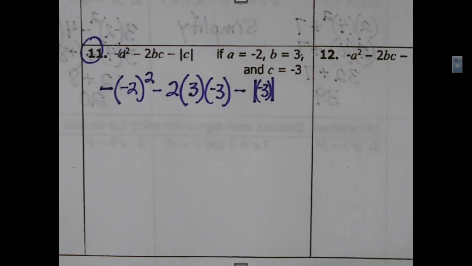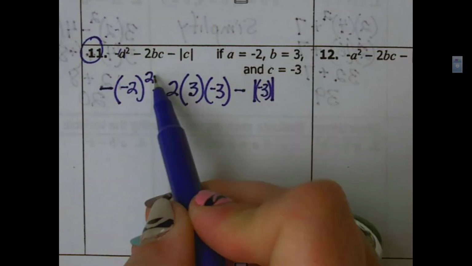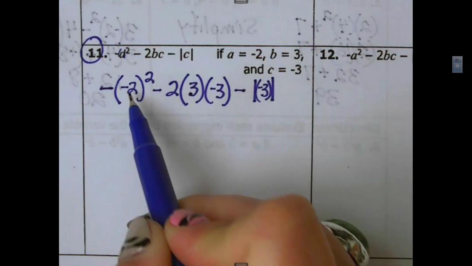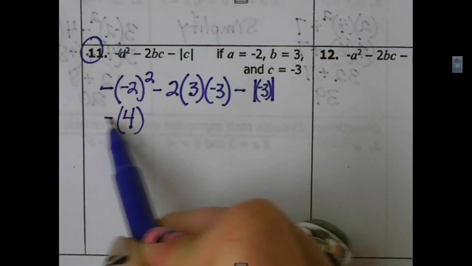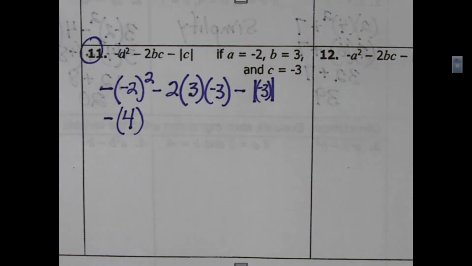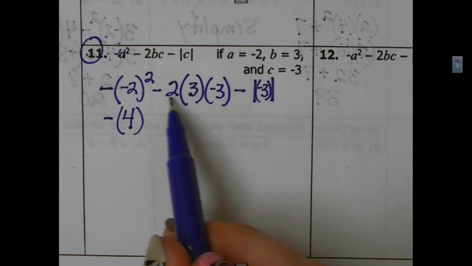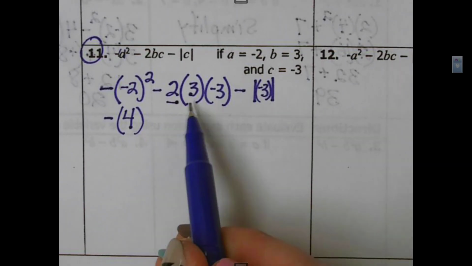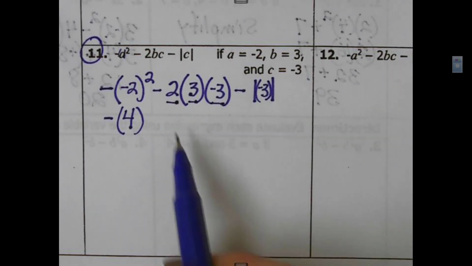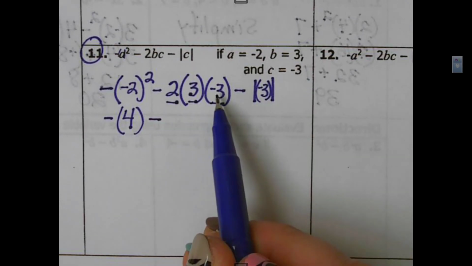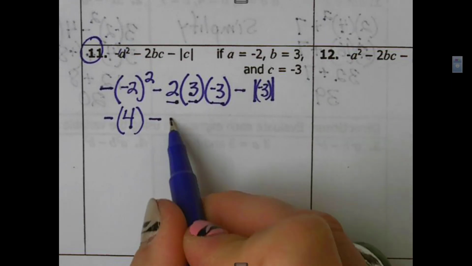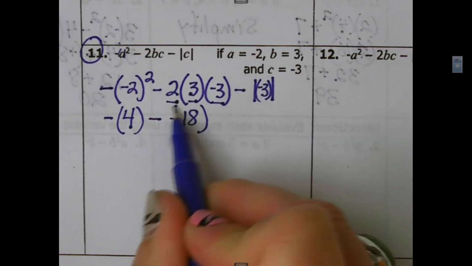We're going to start with the exponent. We have an exponent here. -2 times -2 is +4. Keep it in parentheses. Negative is on the outside. Okay, so now I'm going to go here. We have multiplication, lots of multiplication. We have 2 times 3 times -3. So 2 times 3 is 6, times -3 is -18. Again, keep that in parentheses.